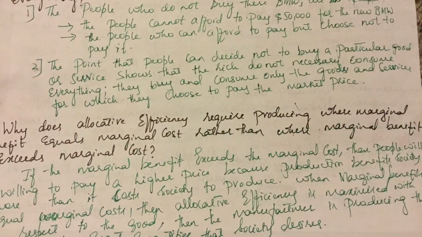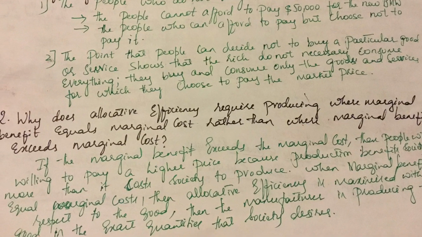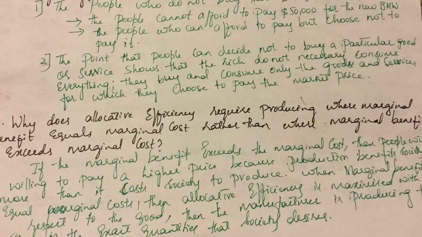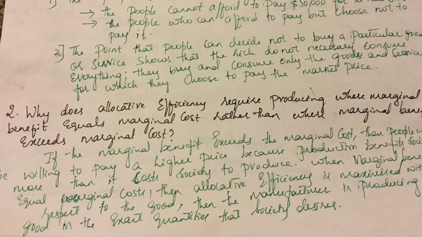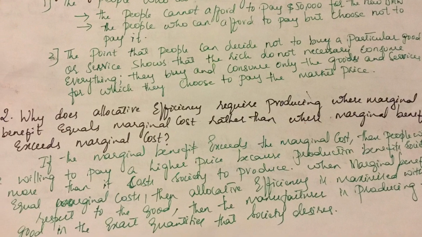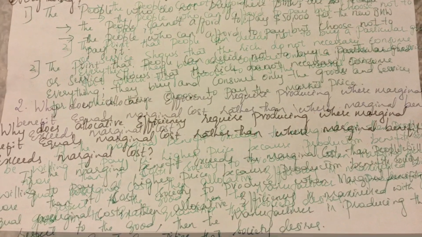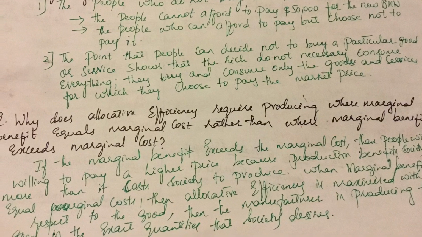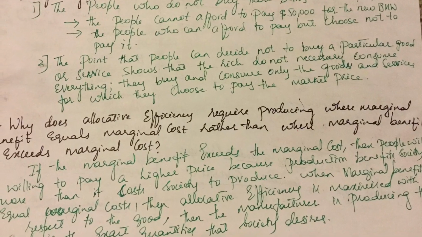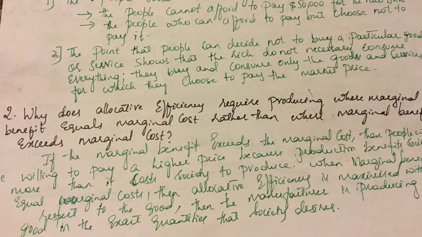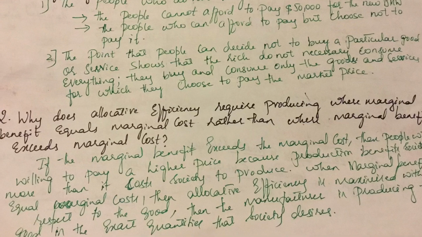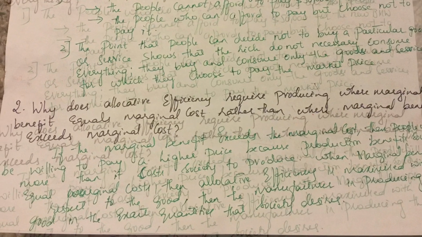So the answer is the people who do not buy these BMWs are the people who cannot afford to pay $50,000 for the new BMW. The second is the people who can afford to pay but choose not to pay it. The point that people can decide not to buy a particular good or service shows that the rich do not necessarily consume everything. They buy and consume only the goods and services for which they choose to pay the market price.